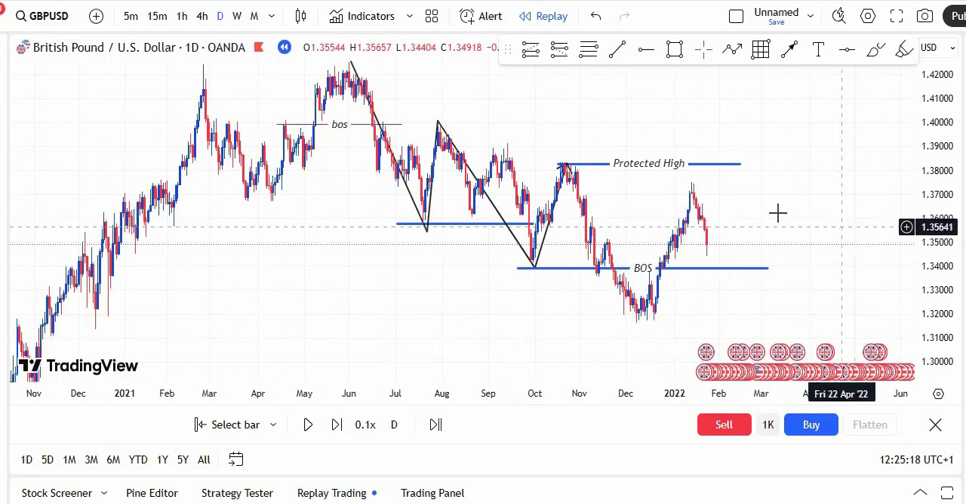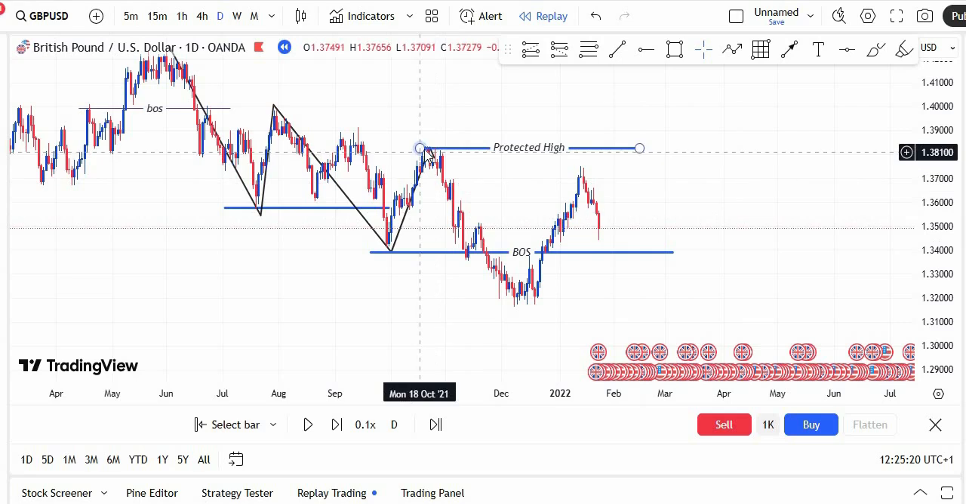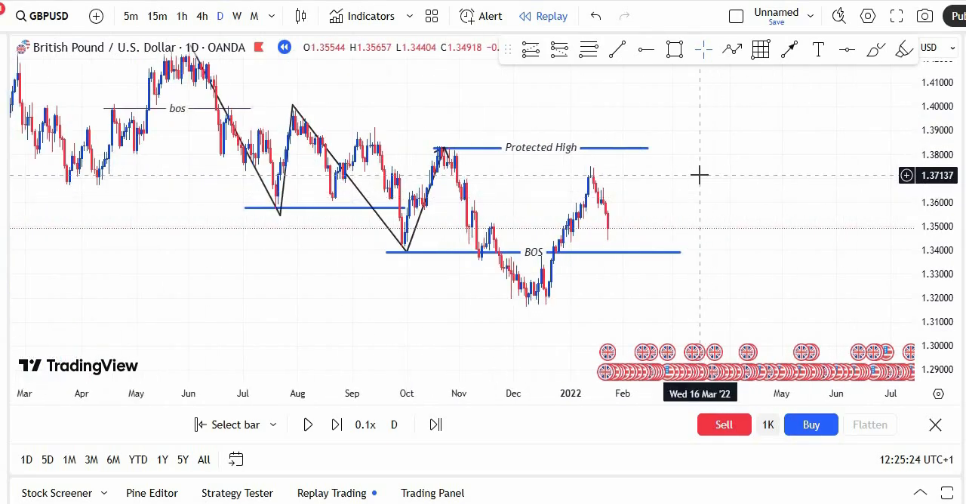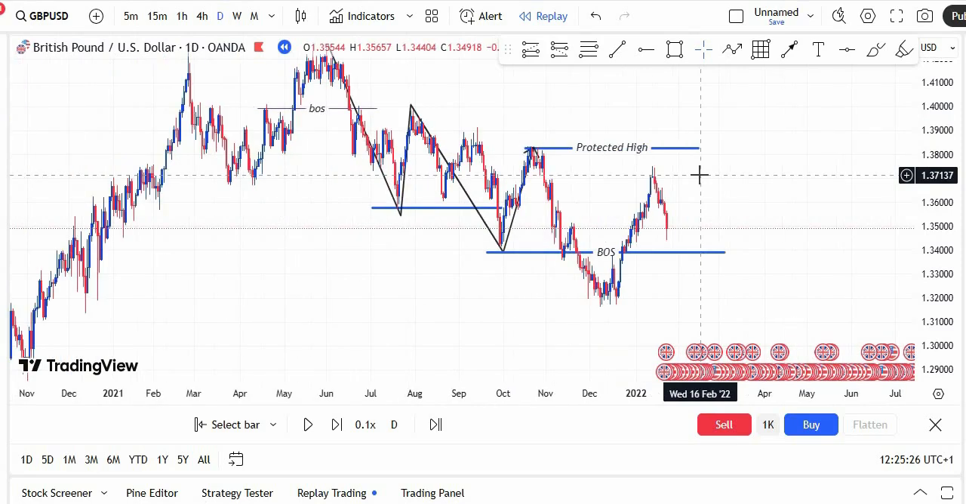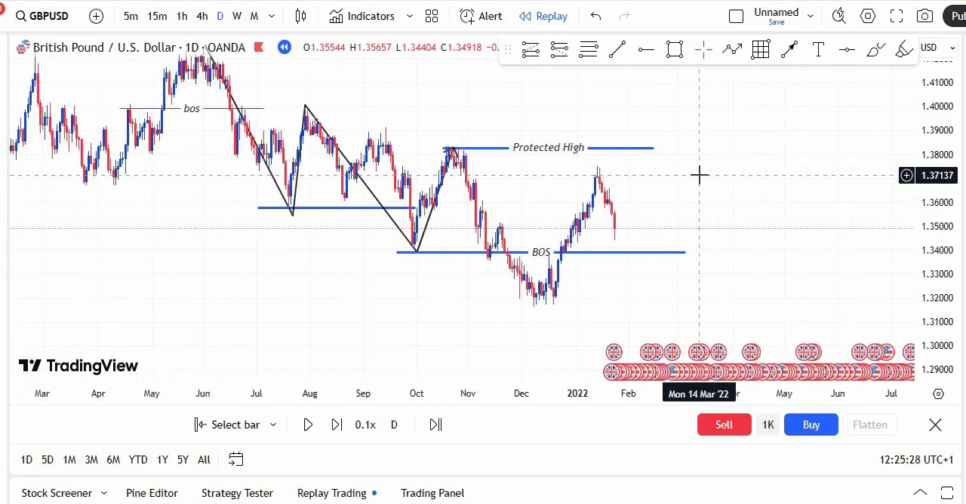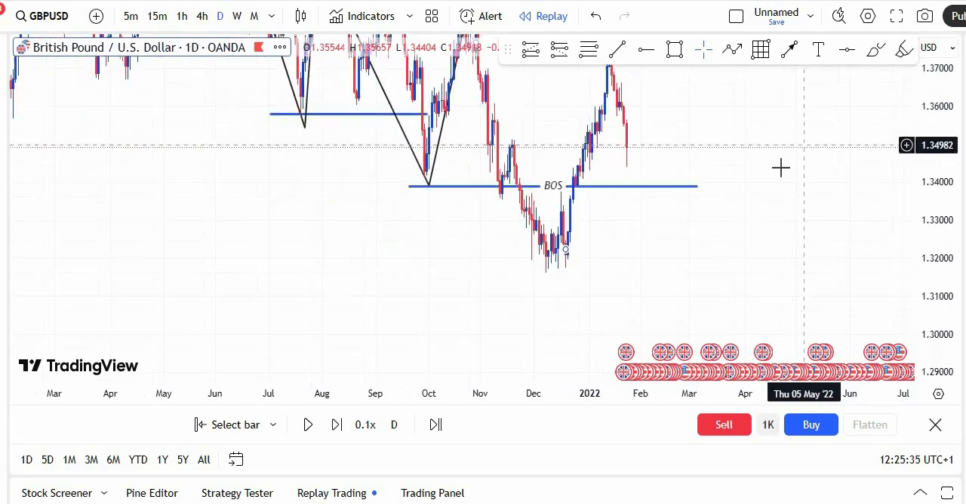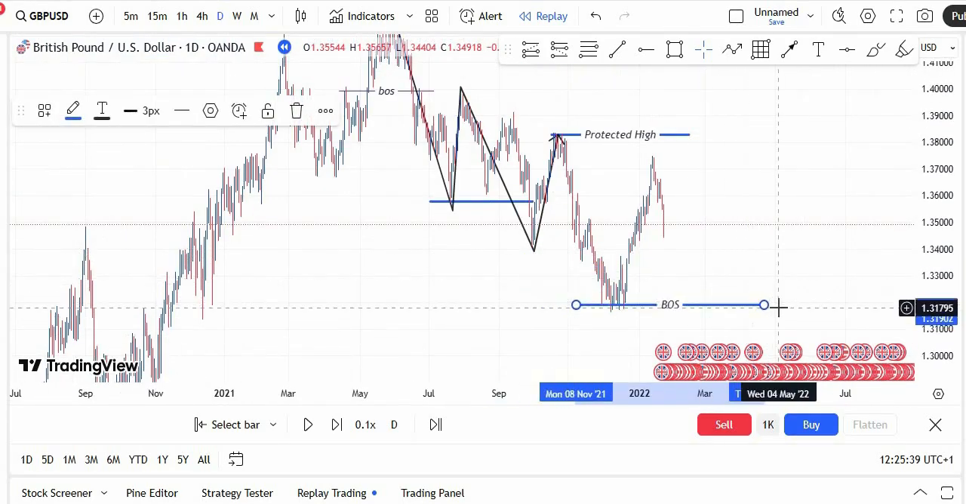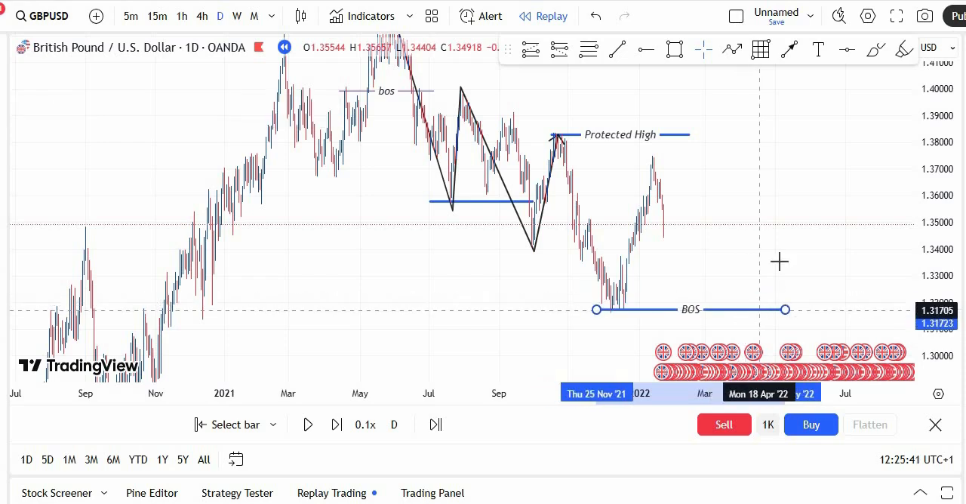Now you see the market didn't break above the protected high. The market starts with a test off of a certain level. Think off of this level, there's what we call a key level. So the market has tested off of this level. So now what we're expecting is for the market to break below this break of structure.